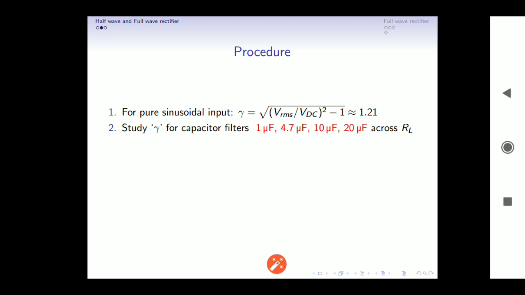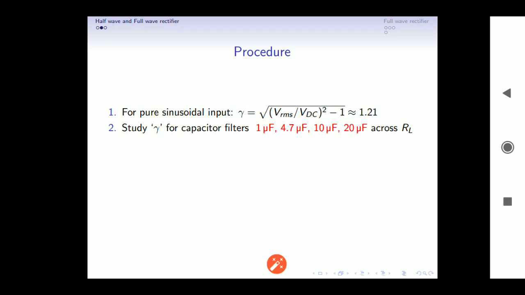Now, we are more interested in understanding the behavior of the circuit with the filter. So we are going to repeat the experiment for different capacitor filters, with values of 1 microfarad, 4.7, 10 and 20 microfarad across RL, and we measure the output voltage to estimate the ripple factor.